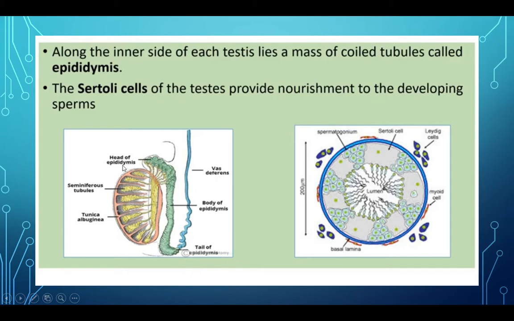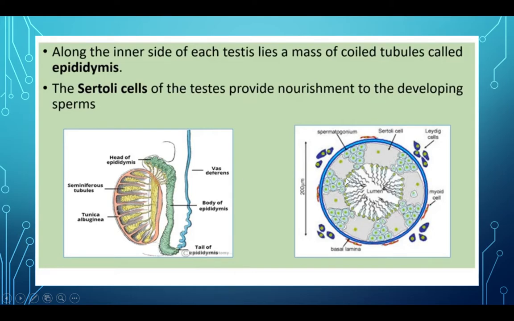And what can you see here? This is the testis. Along the inner side of each testis lies a mass of coiled tubules. Can you see here the coiled tubules? Yes. This coiled tubule is called the epididymis, this green color part. This coiled tubule is along with what? The testis. This is called the epididymis. And then the Sertoli cells of the testis. So this testis only produces or secretes the sperm, right?